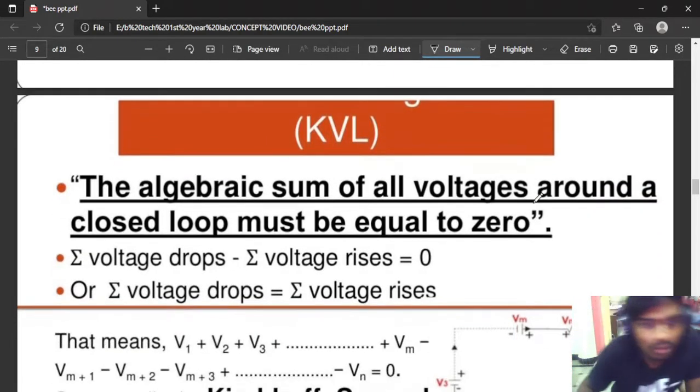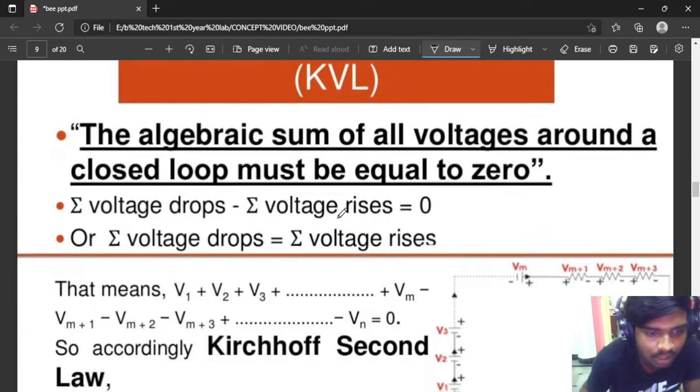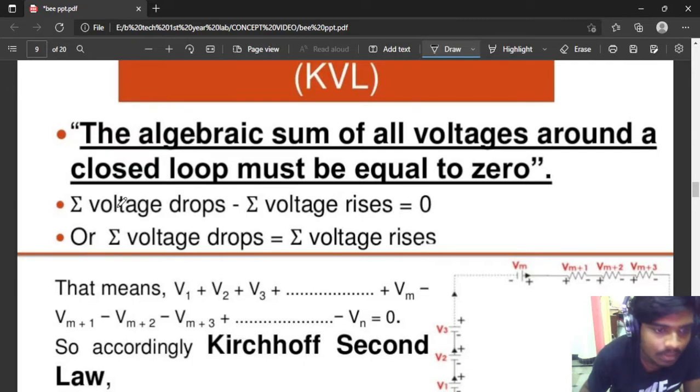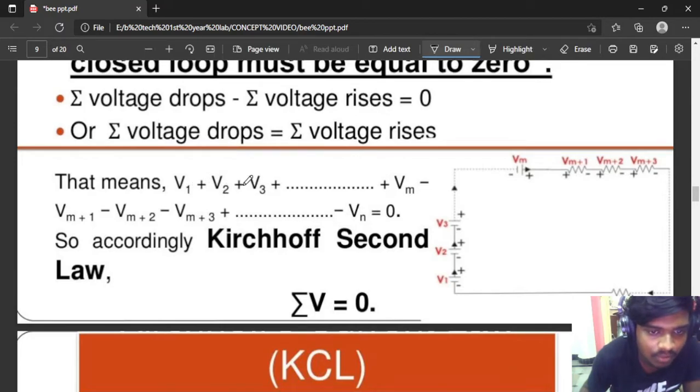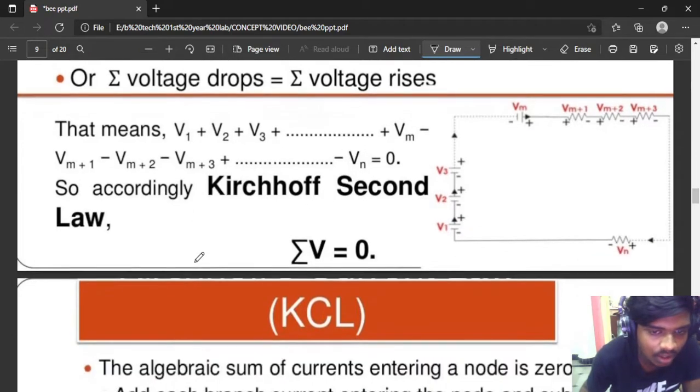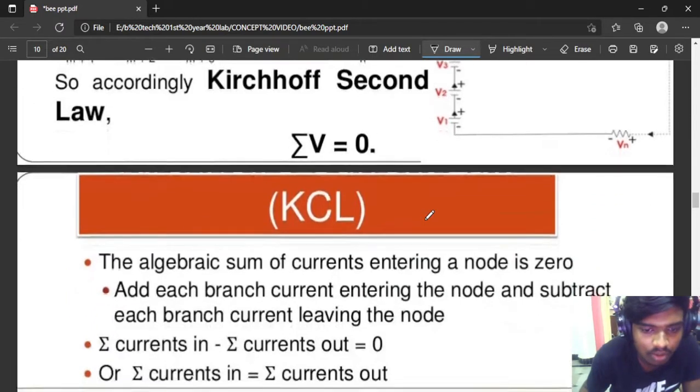And we are going to know the definition of KVL. The algebraic sum of all voltages around a closed loop must be equal to 0. That is, the summation of voltage drops minus voltage rises equals 0, or the summation of voltage drops equals the summation of voltage rises. That means V1 + V2 + V3 and so on, minus Vm1 minus Vm2 minus Vm3 up to minus Vn, equals 0. So according to Kirchhoff's second law, sigma V equals 0.